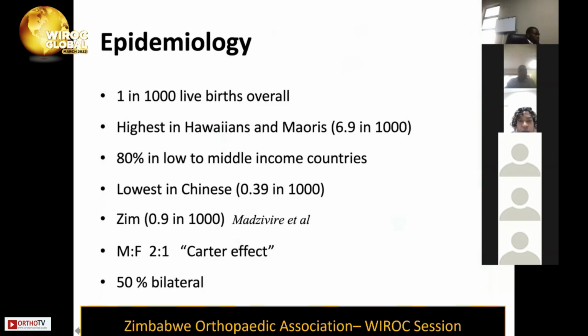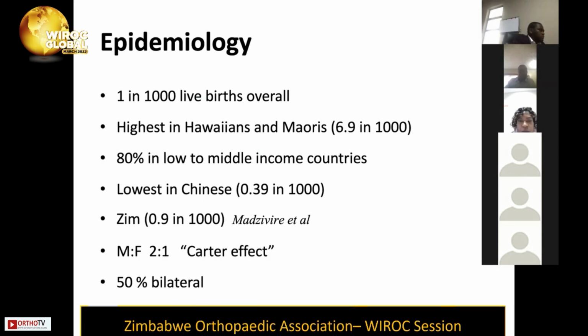So in terms of epidemiology, it is a fairly common condition with an incidence overall, or globally, of between 1 and 2 per 1,000 live births. The incidence is highest in Hawaiians and Maoris, where it can reach as high as 6.9 per 1,000 live births. But it is important to note that 80% of children born with congenital talipes equinovarus are in low to middle income countries.